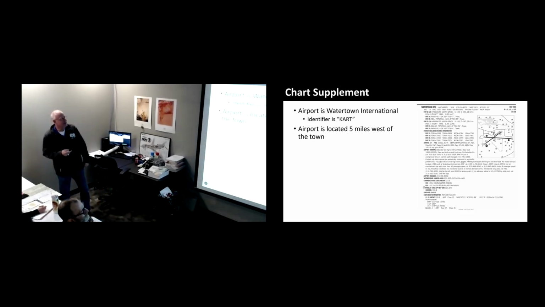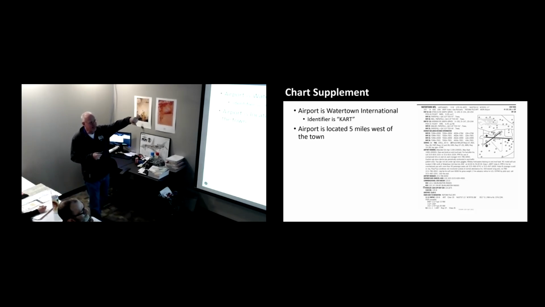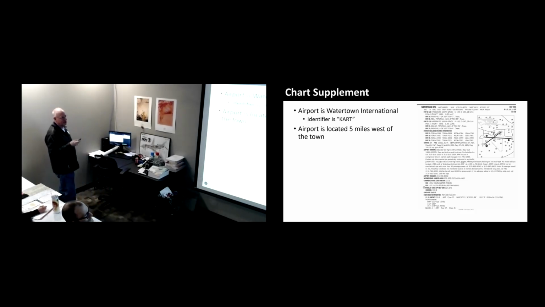So it would say, okay, if you're in the air and you can see the town of Watertown from the air, look 5 miles to the west, you should see the airport, right? So the 5W means 5 miles west. It tells you what time zone that particular airport is in, whether it's standard or daylight savings time, and gives you the latitude and longitude coordinates.